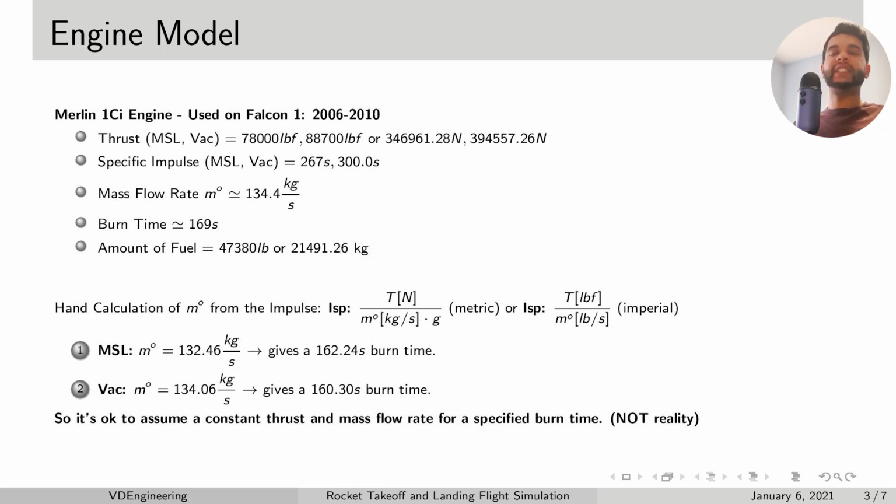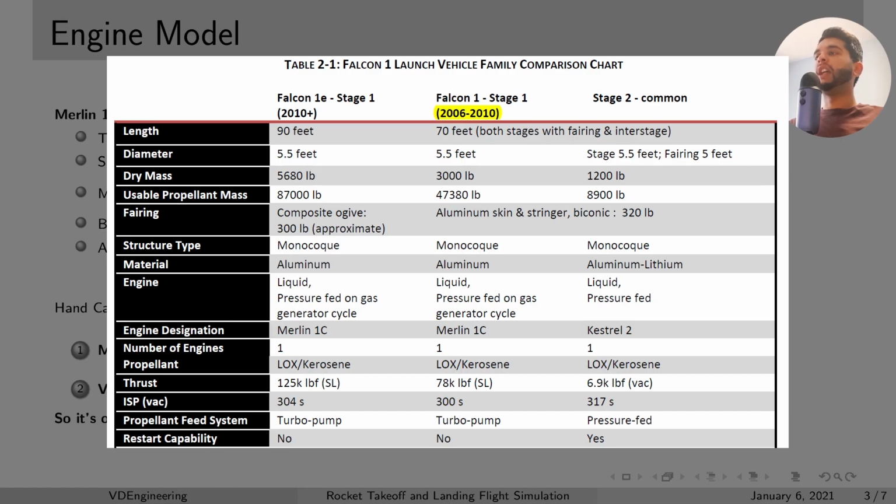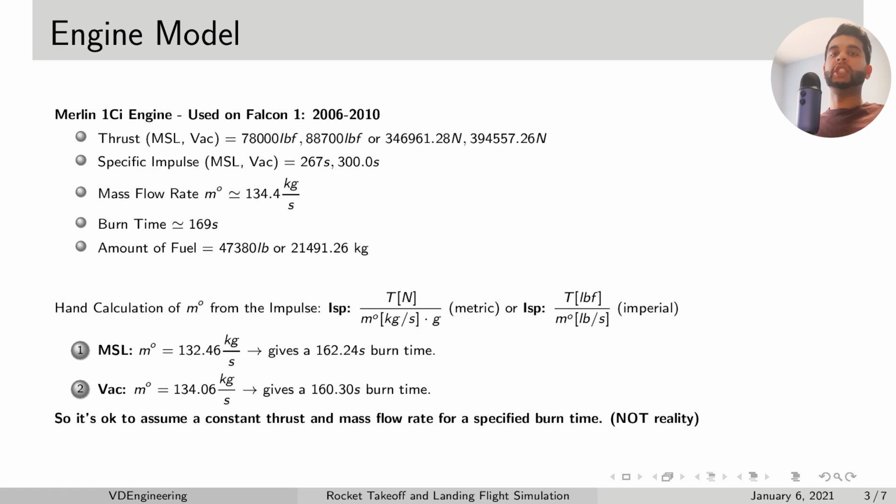We have about 169 seconds burn time. You can also get the amount of fuel that you have, so the amount of propellant inside the rocket. That's important because you need to know what the mass is in real time, because the mass will change, right? It's a variable mass system. So I did a hand calculation there, so you can approximate the mass flow rate to give a similar burn time. It'll not be the same, but we can assume this for now.